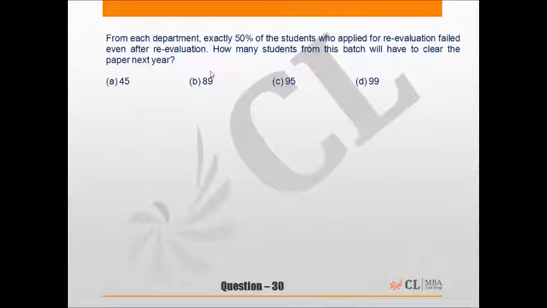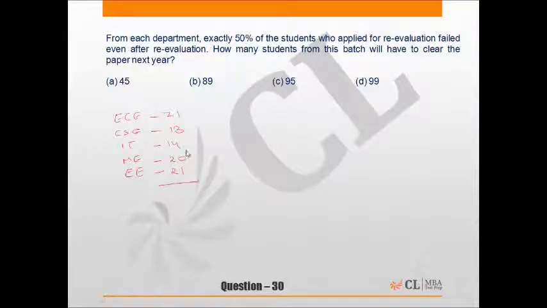Next. For each department, exactly 50% of the students who applied for revaluation failed even after revaluation. How many students from this batch will have to clear the paper next year? For this question, I will use the data of the previous question. First of all, let me write the ECE branch, CSE, IT, ME and EE. I know that in ECE 21 students failed, in CSE 13 failed, in IT 14 failed, in ME 20 failed, and in E on calculation I will find that 21 people failed.